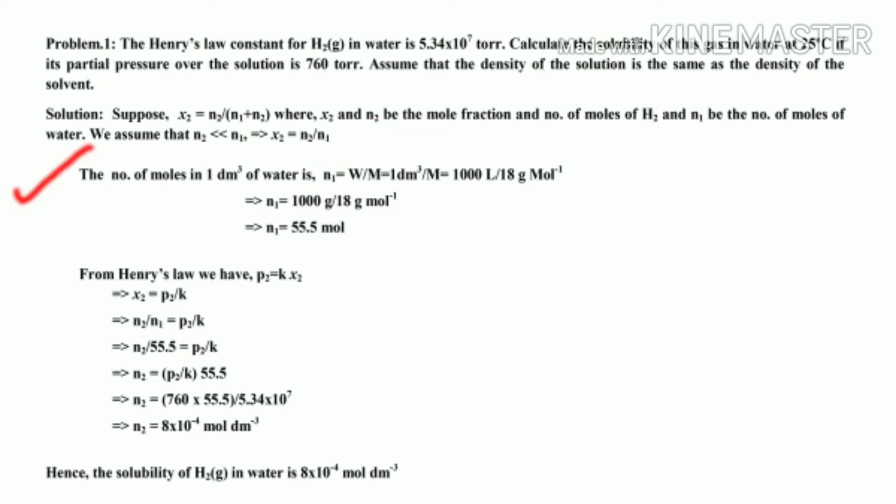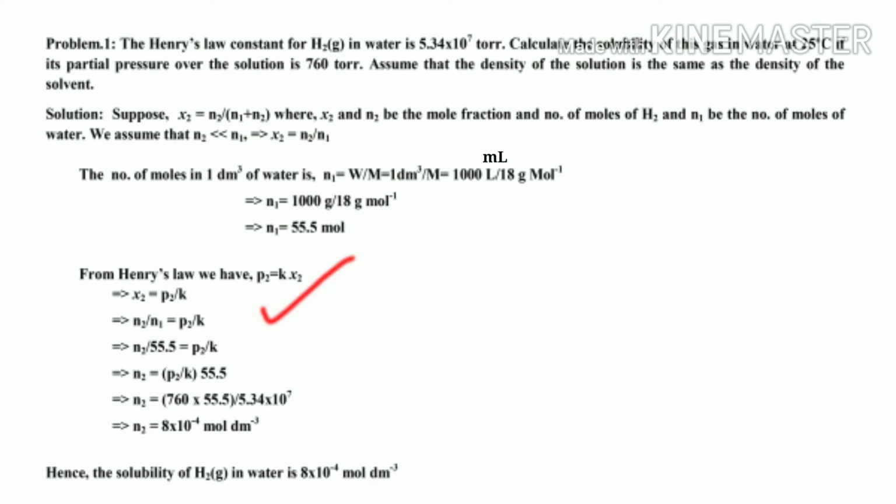Now the number of moles in 1 decimeter cube of water, that is n1, equals weight by molar mass, which is equal to 1 decimeter cube divided by 18 gram per mole, that is 1000 ml divided by 18 gram per mole. This implies n1 equal to 1000 gram divided by 18 gram per mole, since the density of water is assumed to be 1 gram per ml. Therefore 1000 ml equal to 1000 gram. This implies n1 equal to 55.5 mole.